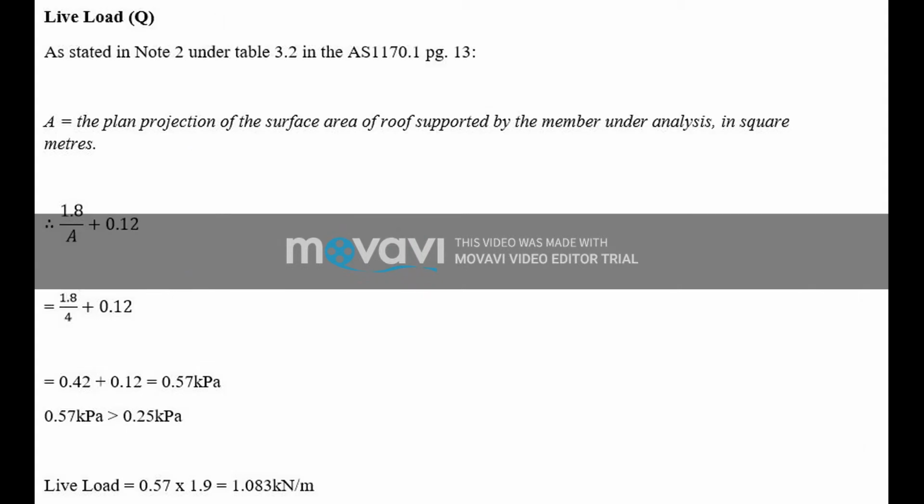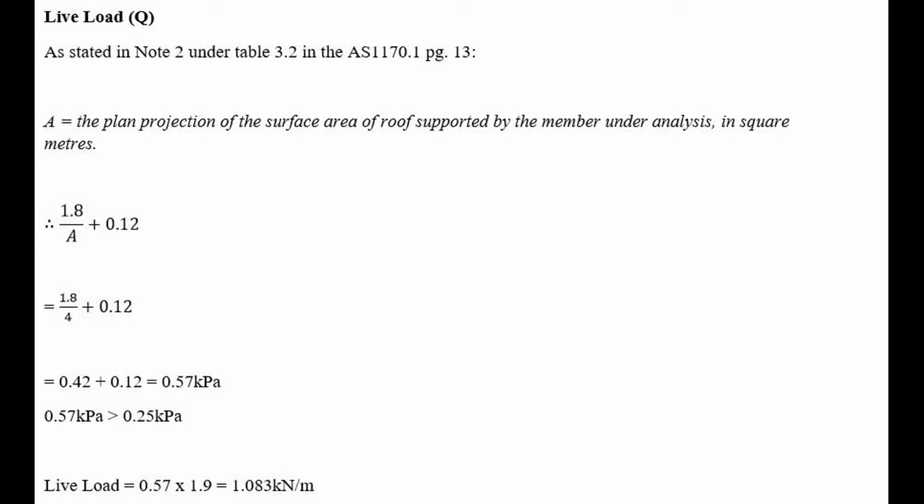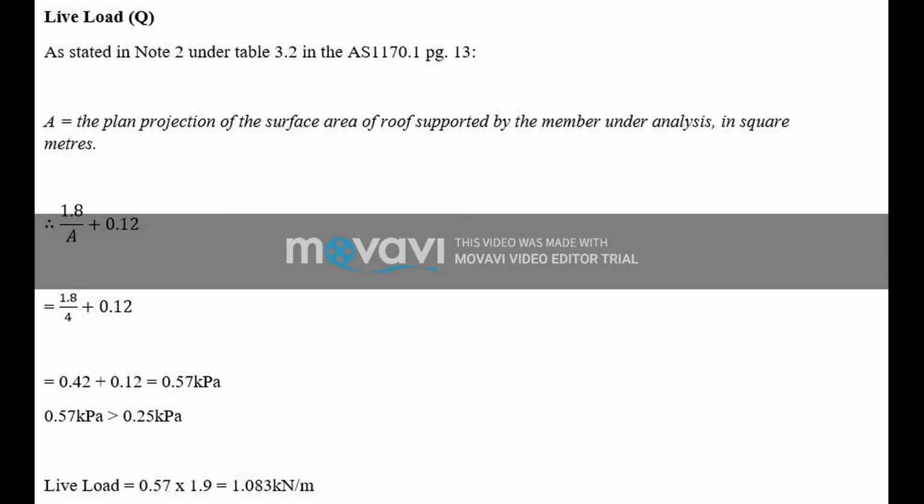Once the total dead load was calculated, then the total live load was calculated. For the total live load, the factors we had to consider were the wind region, the terrain category, the topographic class, the shielding class, the wind classification, and we also had to use Table 2.1a from the handbook.